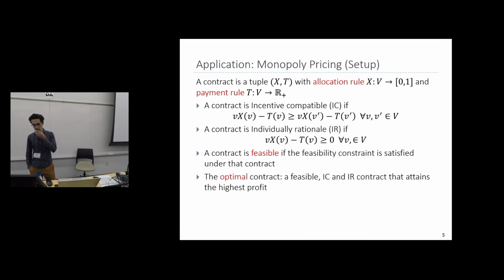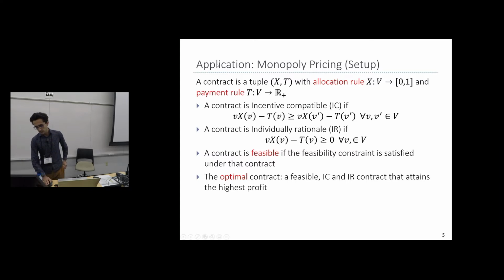OK, so some standard definitions. A contract is a tuple (x, t). The allocation rule is x. It is defined from the space of valuations to the unit interval. The payment rule is t. It's defined from the space of valuations to non-negative reals. A contract is incentive compatible if, in the usual sense, no agent has incentive to misreport her valuation v to some other valuation v prime. A contract is individually rational if no agent gets a negative payoff from participation. So this is the second constraint. And a contract is feasible if it satisfies the feasibility condition that we specified earlier in the previous slide.